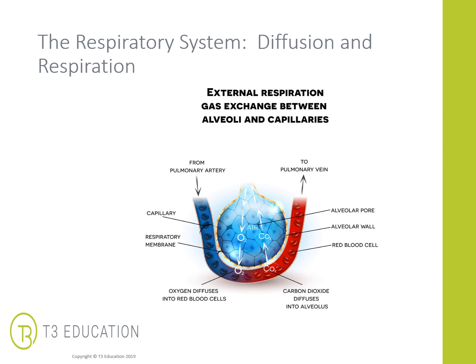Now, internal respiration. This is the delivery of the oxygen to the tissues of the body. Internal respiration isn't about an inhalation and exhalation of air from the atmosphere. It's about delivering that oxygen to the body and the collection of the CO2 waste product from the tissue of the body to bring it back to the lungs. That's what we call internal respiration.